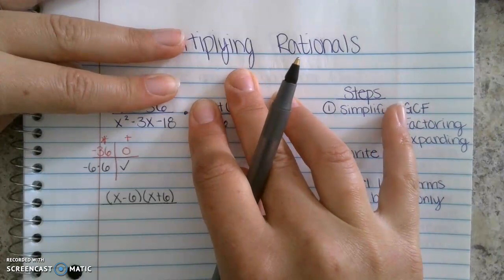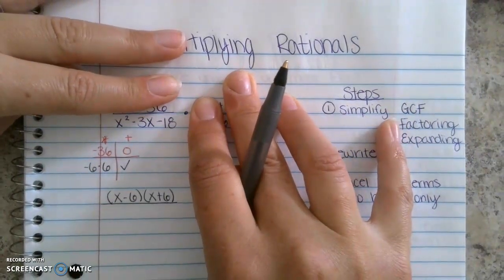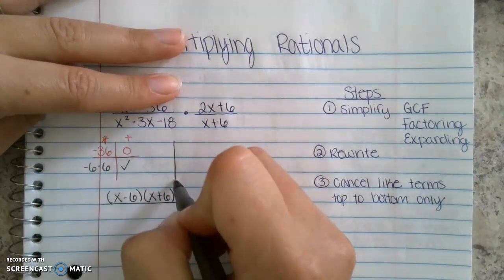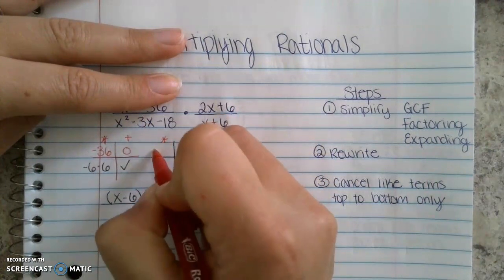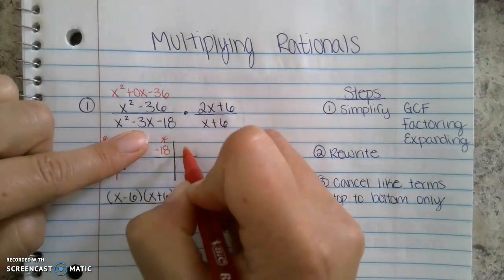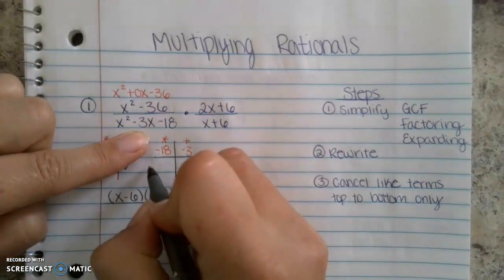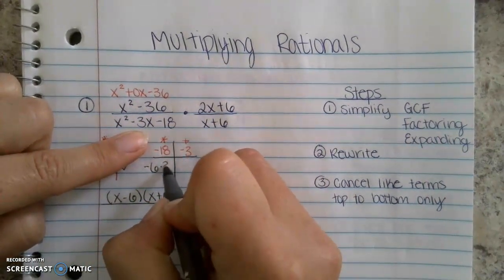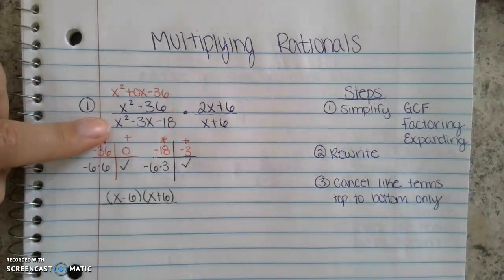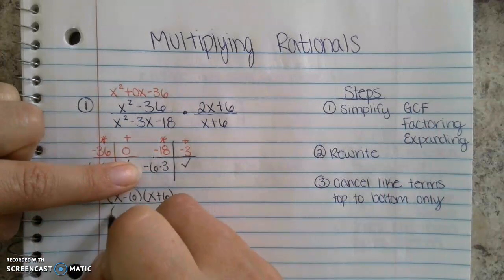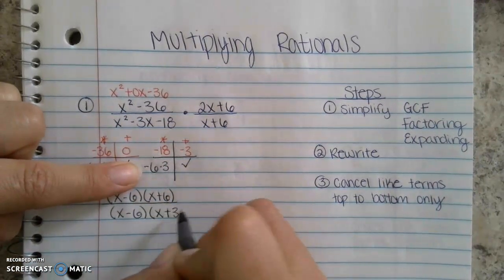All right, go through our steps again. Do I have a GCF? Nope. Can I factor this? Yes, I can. So I'm going to go ahead and set up another t-chart. What multiplies to get me negative 18 that will add to get me negative 3? And here we should be getting negative 6 and positive 3. So in the bottom, I'm going to go ahead and rewrite this as x minus 6, x plus 3.